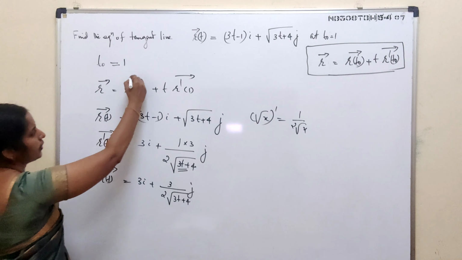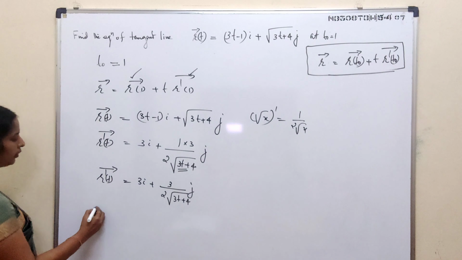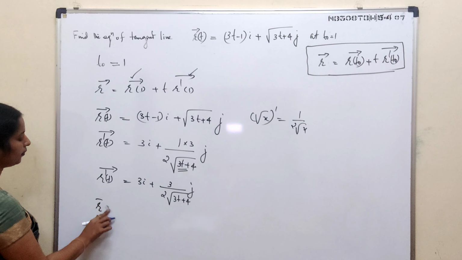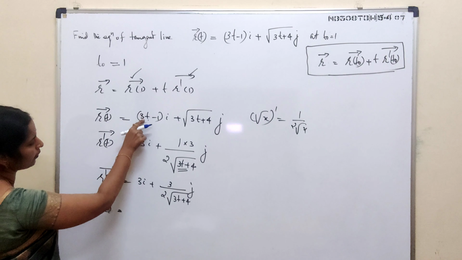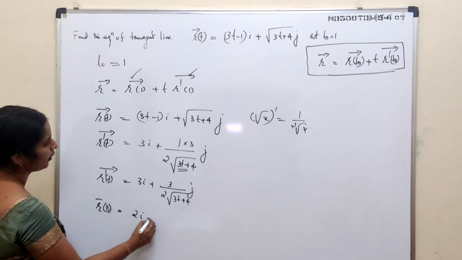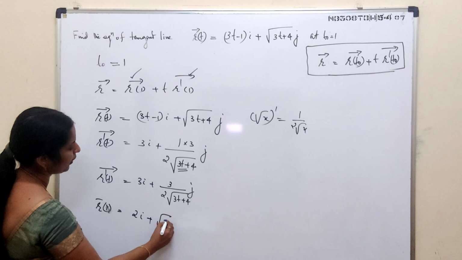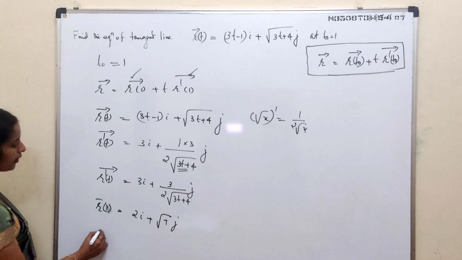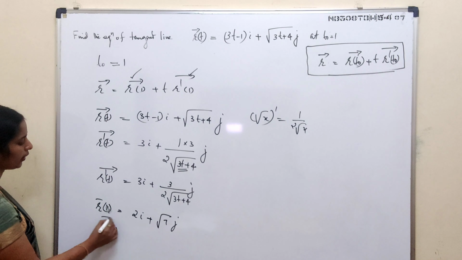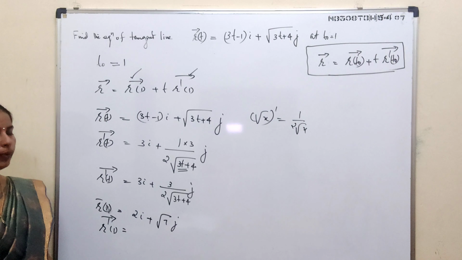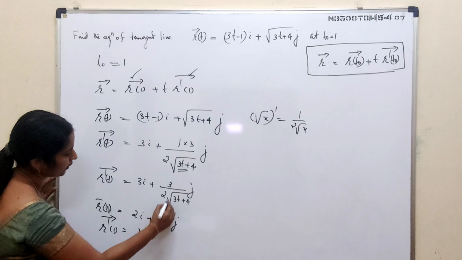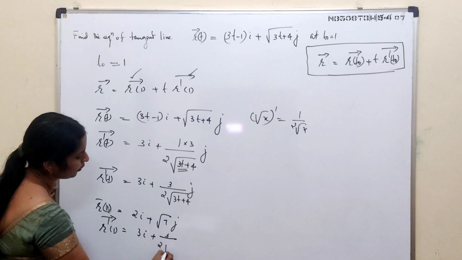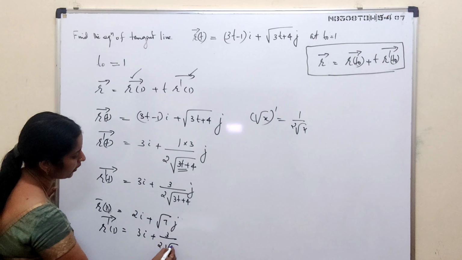Next we have to find these two terms. What is r of 1? Put t equal to 1. So it is 3 minus 1, that is 2i plus root 7 j. Next, r dash of 1. Put t equal to 1. r dash of 1 is 3i plus 3 by 2 root 7 j, since when t is 1 it is root 7.